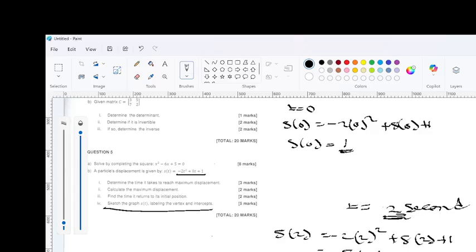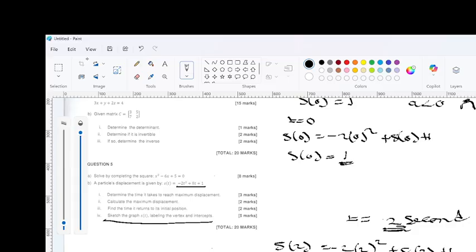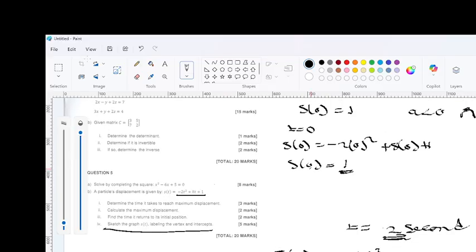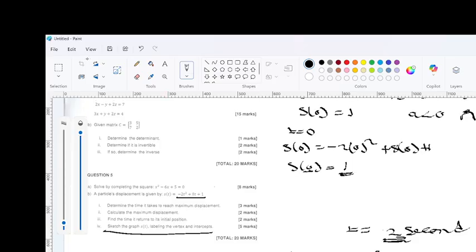Now if we have that displacement of 1, let's try to find the time when the particle returns to its initial position. We know that at time 0 seconds, which is the initial time, the displacement is equal to 1. Now let's find the time it takes to get back to its initial position.